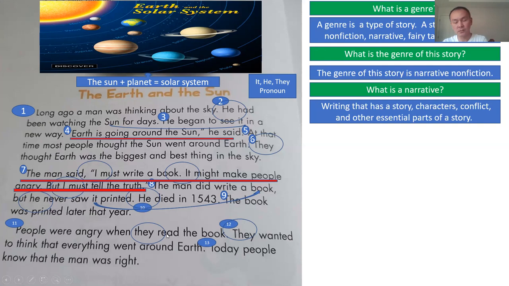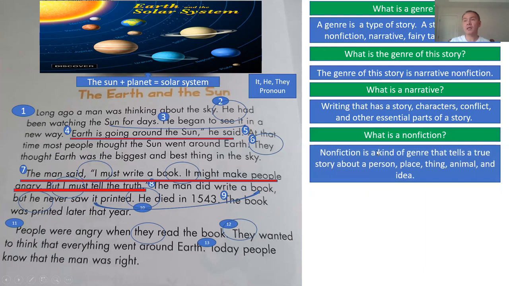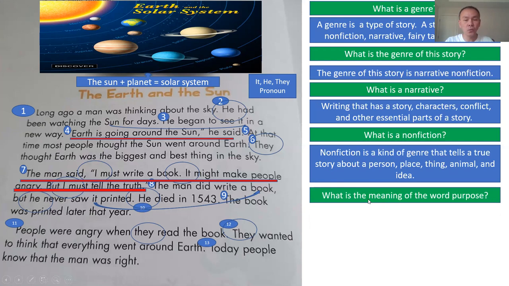So then what is nonfiction? Nonfiction here is a kind of genre that is true. So if I say Lisa is a person, that is nonfiction. If I say Lisa is a beautiful lady, well, she may be beautiful, but she may not be beautiful. Then "Lisa is a beautiful lady" is fiction, something that is not true, something that cannot be verified, okay? So nonfiction is a kind of genre that tells a true story about a person, place, thing, animal, and idea, okay?